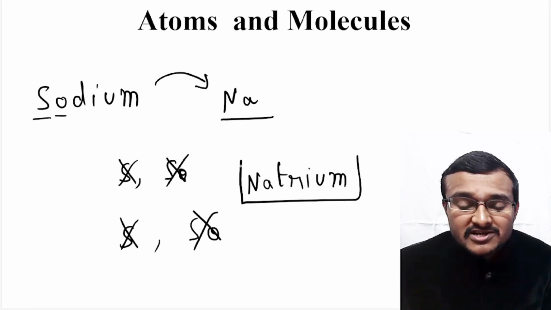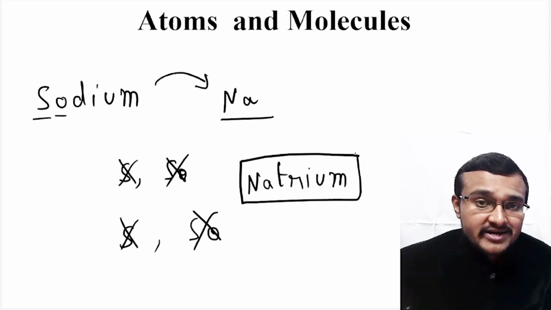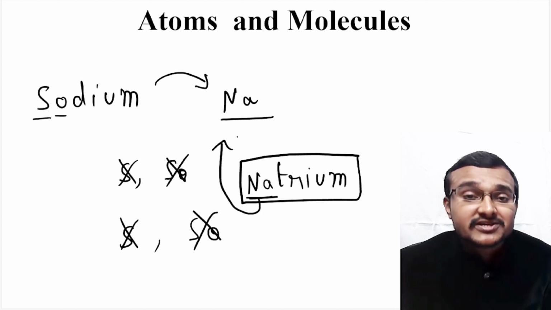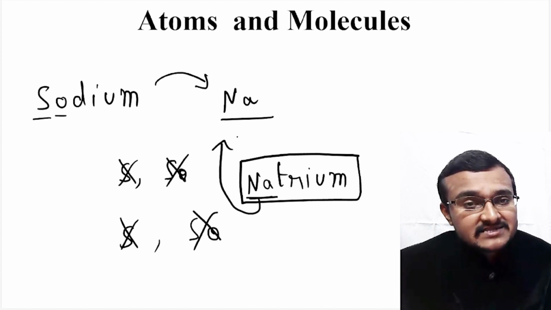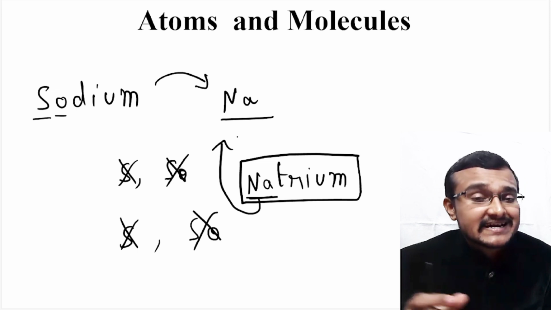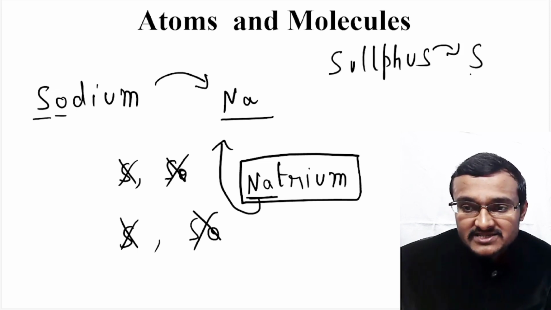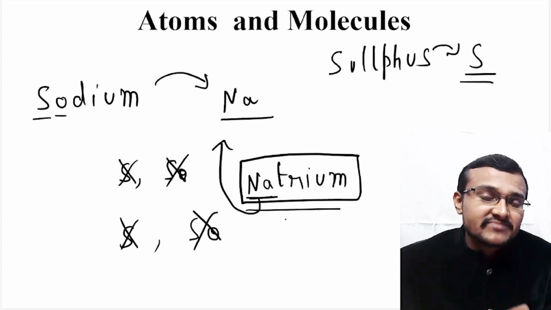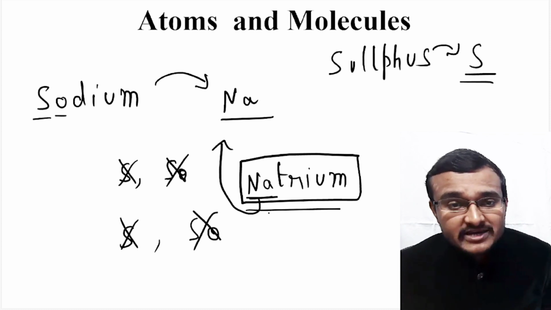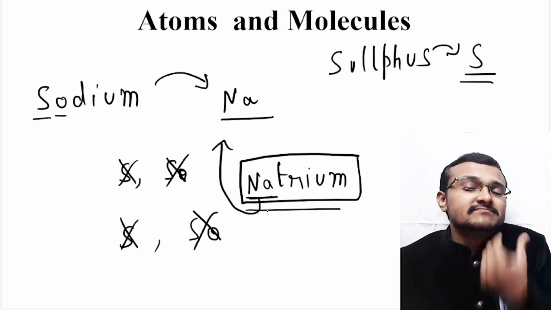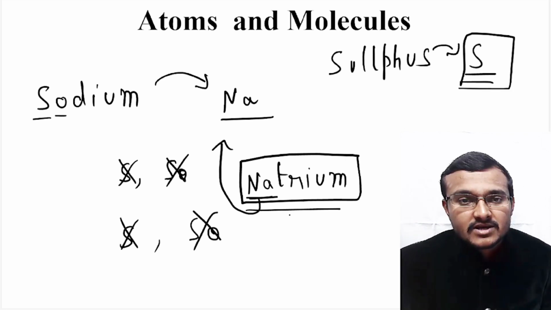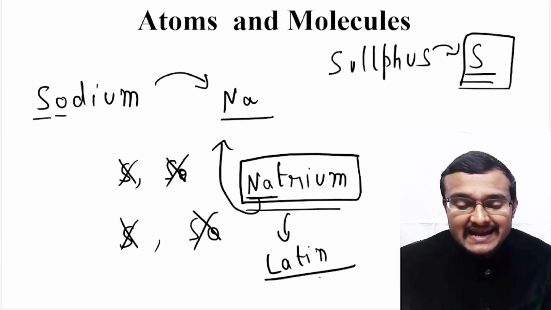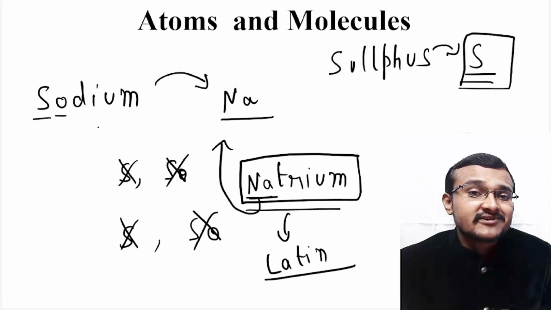Because the name of sodium was natrium in the olden days, this Na is taken for sodium as its symbol. So like this, there are a few exceptions in the periodic table. Sulfur was given S, and for sodium they considered natrium, the old name of sodium, and used Na as its symbol. This name is derived from the Latin language. In Latin, sodium is referred to as natrium.